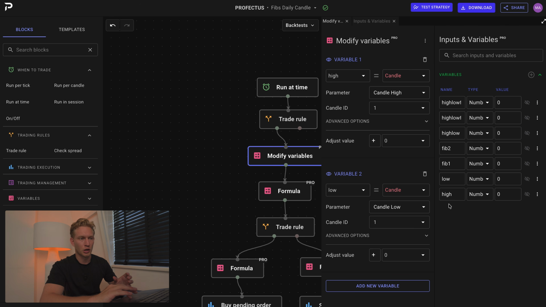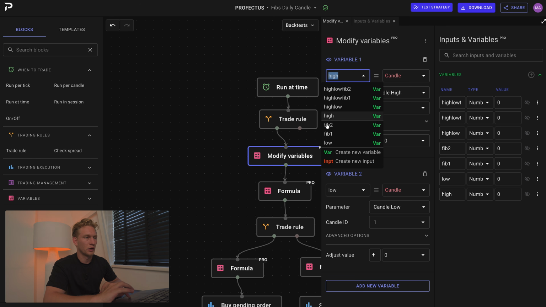But in a nutshell, what a variable is: if you calculate something, you write it down on a piece of paper, right? So you take the high minus the low is something, and that something needs to have a name, and that is a variable. That's how I always define variables. So here you add a new variable, and then in the blocks you can add the variable here.